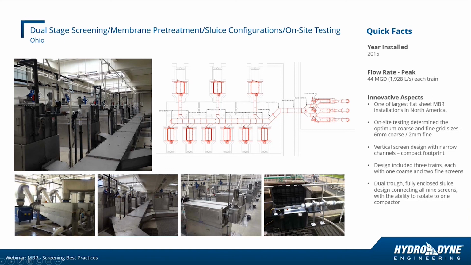So in this case, we have a dual stage screening system for membrane pretreatment, and this included a sluice configuration. This was installed in 2015 at a plant in Ohio with a flow rate of 44 million gallons a day. This was one of the largest flat sheet ceramic MBR systems in North America at the time. And in this case, on-site testing was used to determine the optimum coarse and fine grid sizes. And the coarse was 6 millimeter, followed by the fine stage at 2 millimeter.